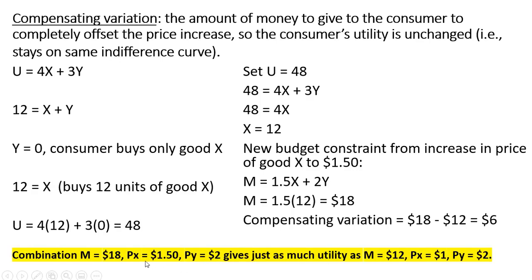The combination of an income of $18, the price of good X of $1.50, and the price of good Y at $2 gives just as much utility as our original situation where the consumer only had $12 of income and the price of good X was $1 and the price of good Y was $2. So again, the compensating variation is the amount of money to give to the consumer to completely offset the price increase. So that would be $6. The consumer would need $6 more to maintain the same level of utility given the price increase of good X from $1 to $1.50.